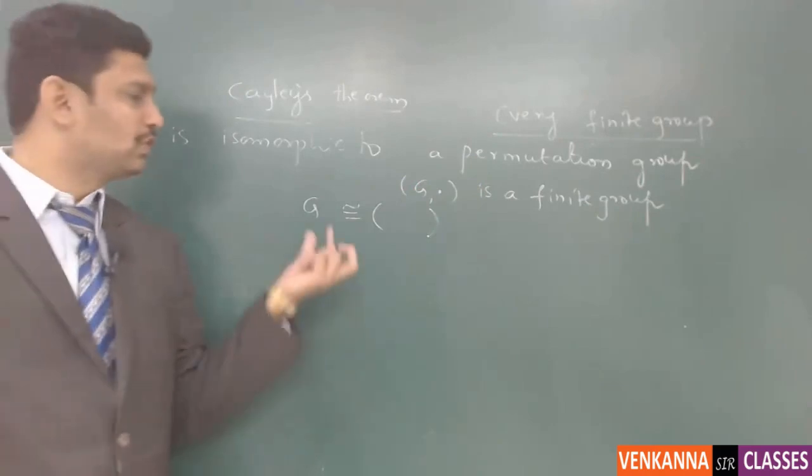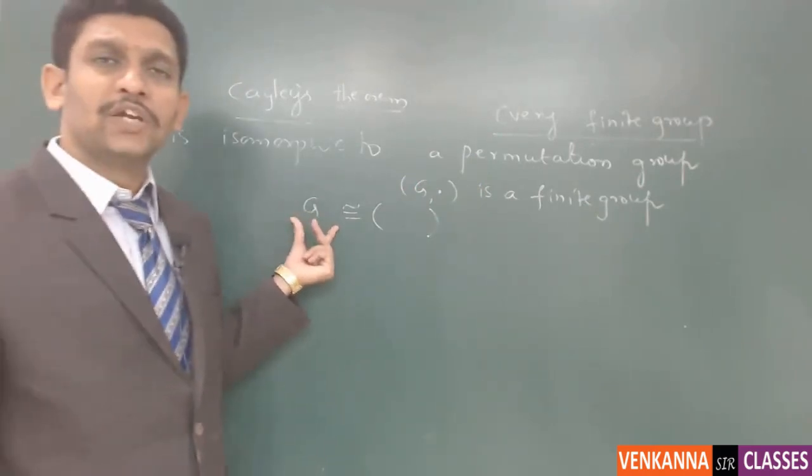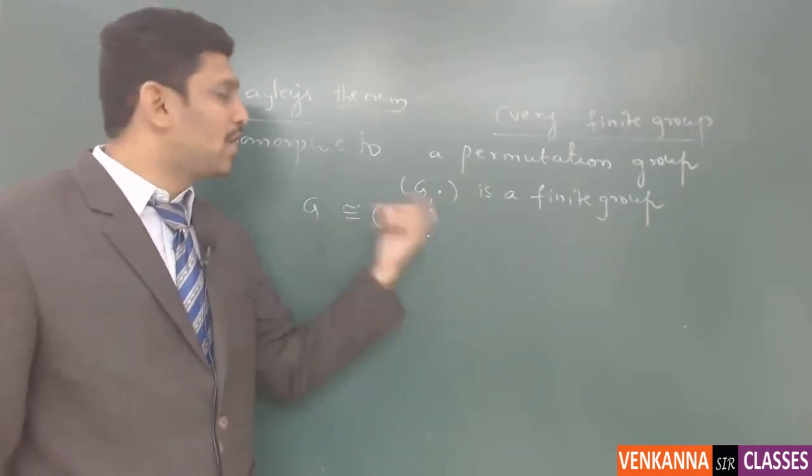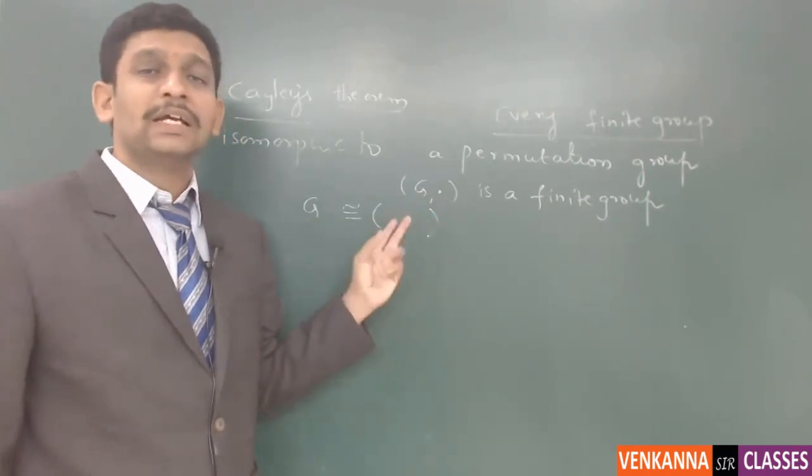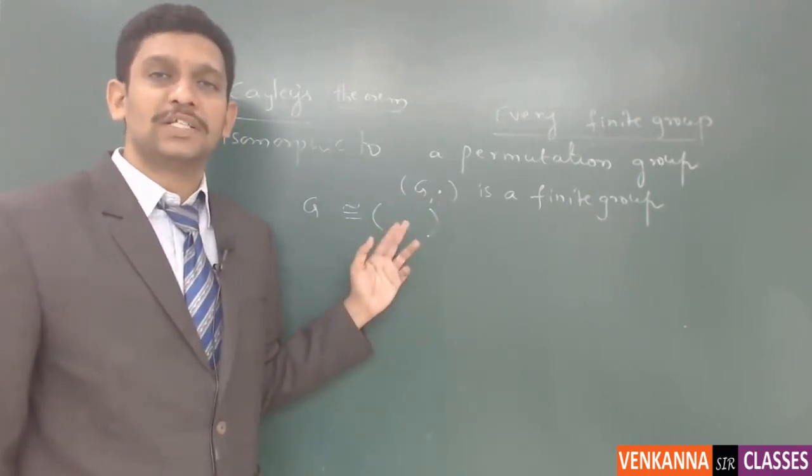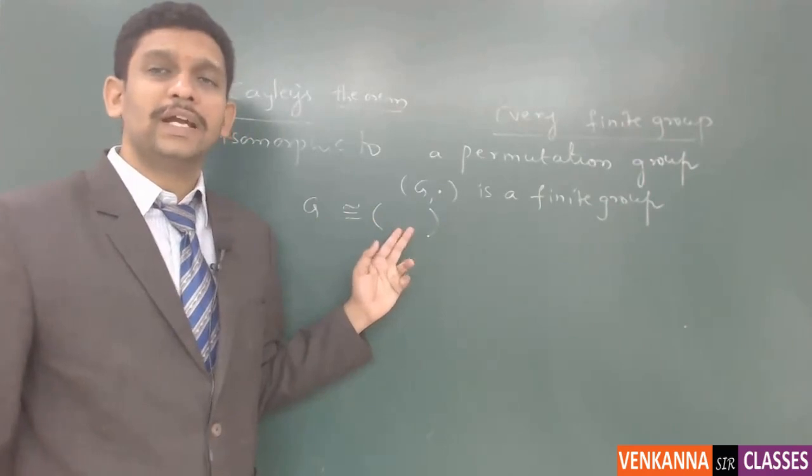You just have to show that if you take a finite group, it must be isomorphic to some other group where it contains only permutations. Did you get the idea?